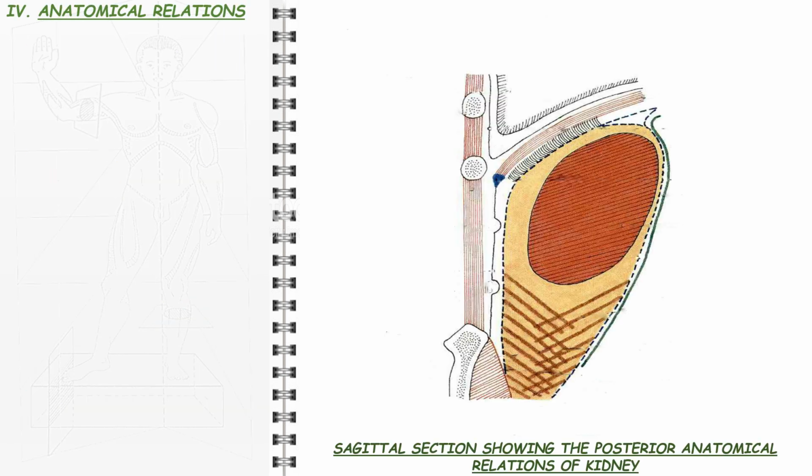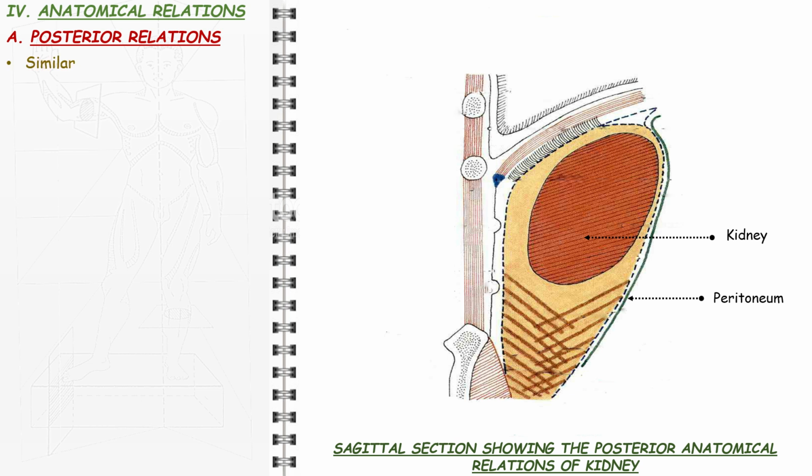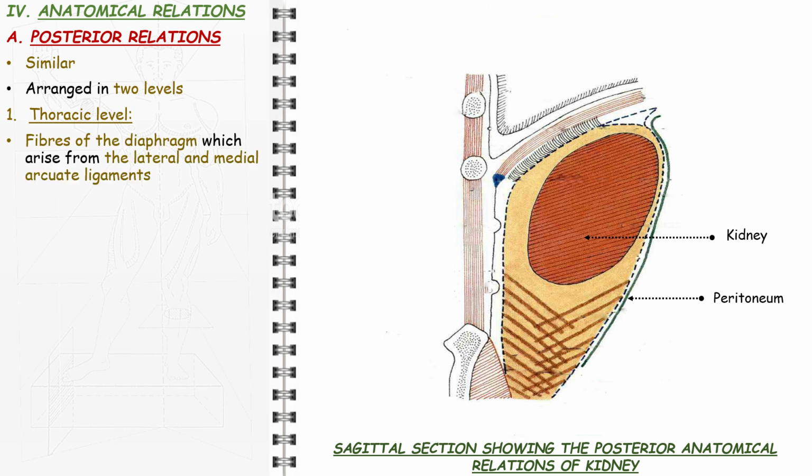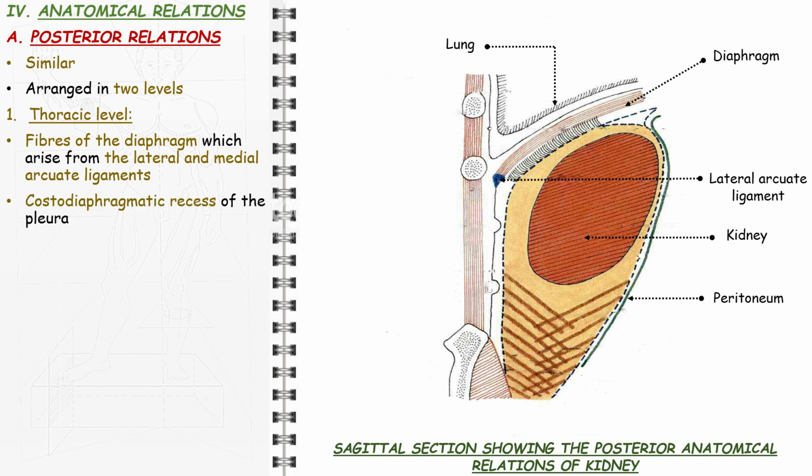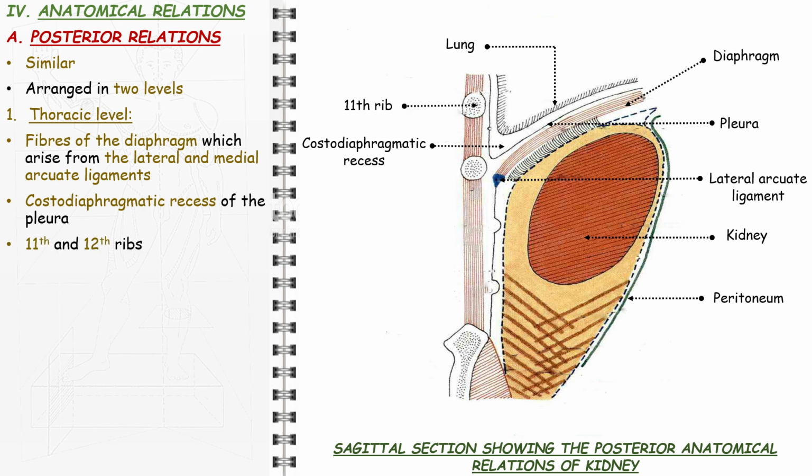The posterior relations of the right and left kidneys are similar and arranged in 2 levels. At the thoracic level, the kidneys are applied against the fibers of the diaphragm which arise from the lateral and medial arcuate ligaments, in front of the costodiaphragmatic recess of the pleura and overlaid by the 11th and 12th ribs and the subcostal vein, artery and nerve beneath the lateral arcuate ligament.